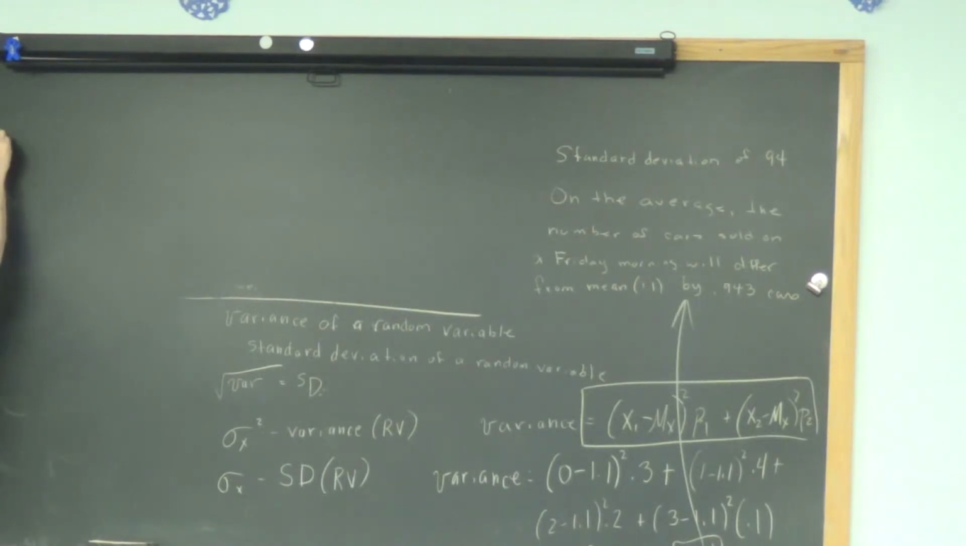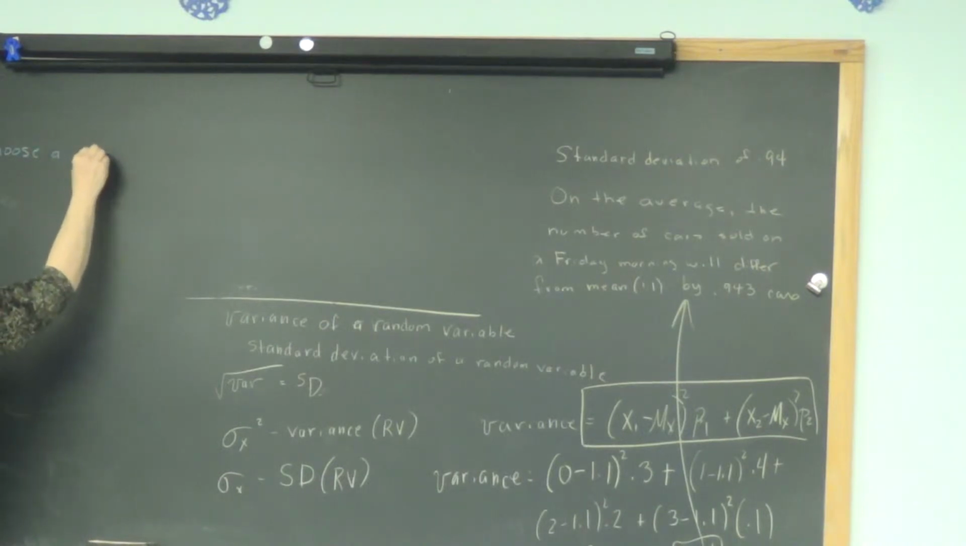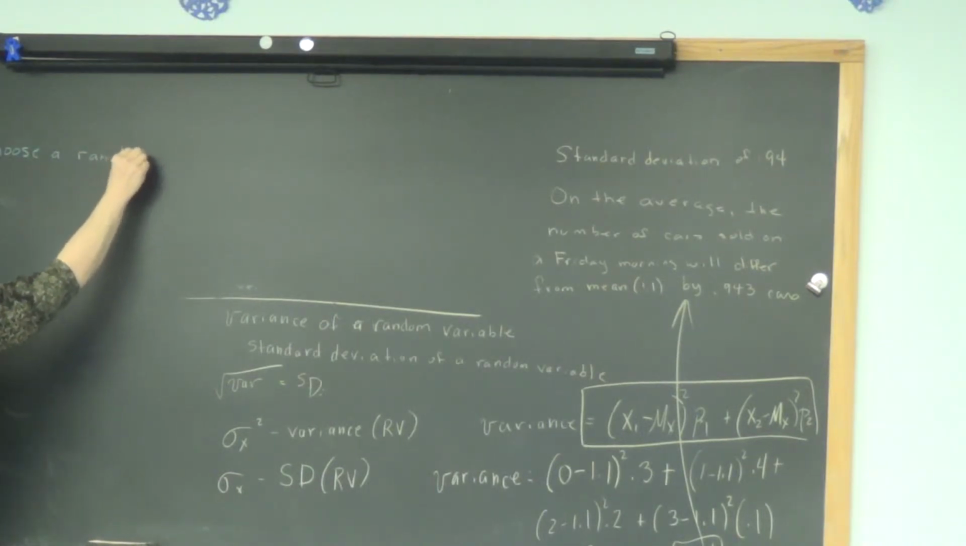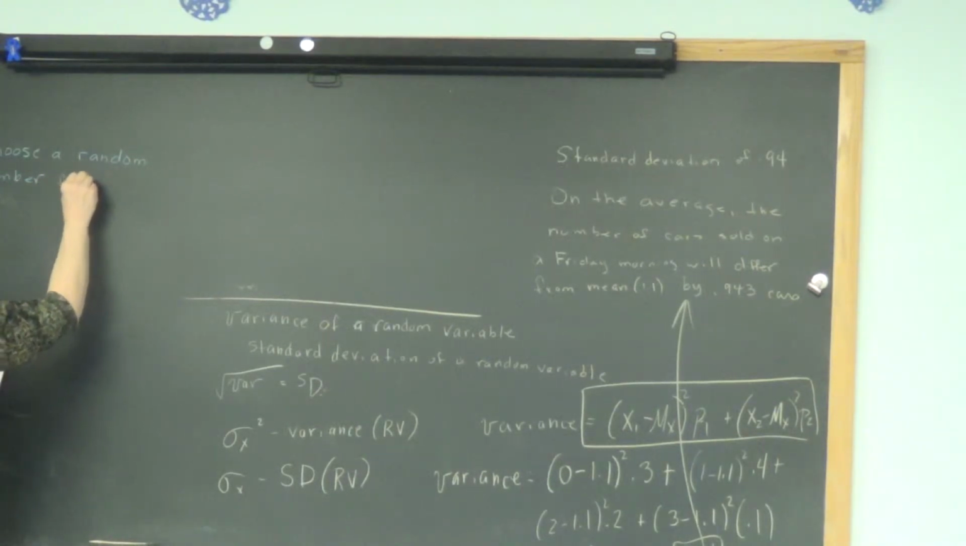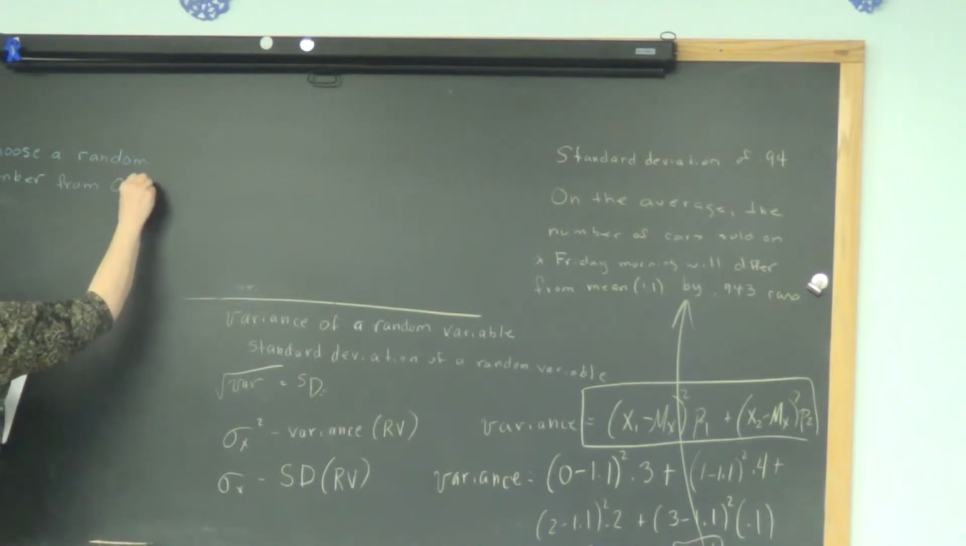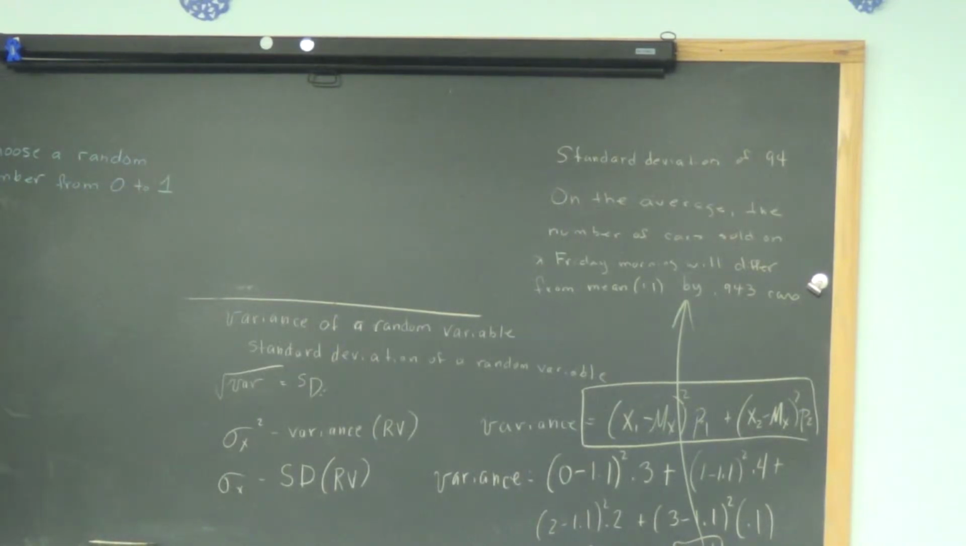I'm going to choose a random number, and I'm trying to remember how to do that on my calculator. I couldn't find it, so I'm in the same boat with you. Choose a random number from 0 to 1. If I choose a random number between 0 and 1, how many possible outcomes are there?